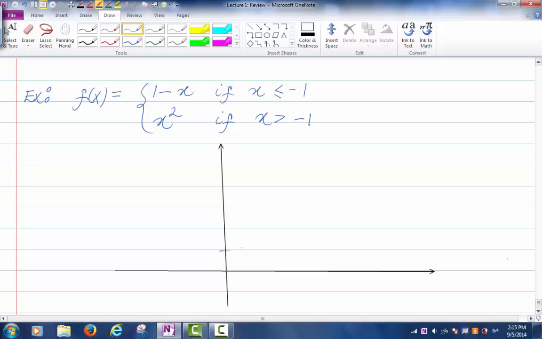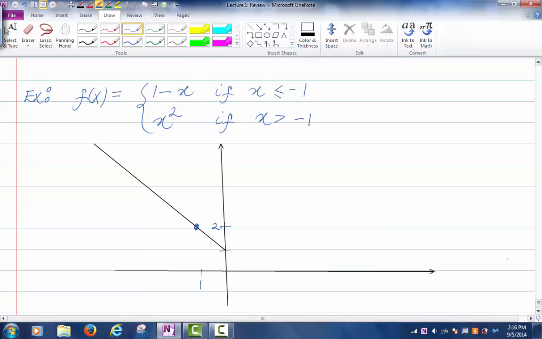Okay, so the graph of 1 minus x can be found by just plotting 2 points. When x is negative 1, the value is 2. So I get this point here. So what's the straight line? The straight line is basically like this. At 1 the value of the function is 2, so this height here is 2.